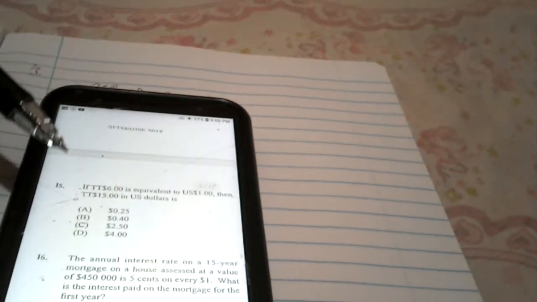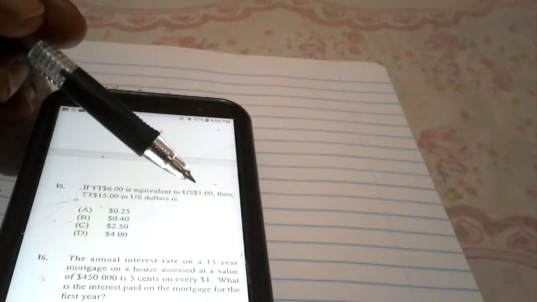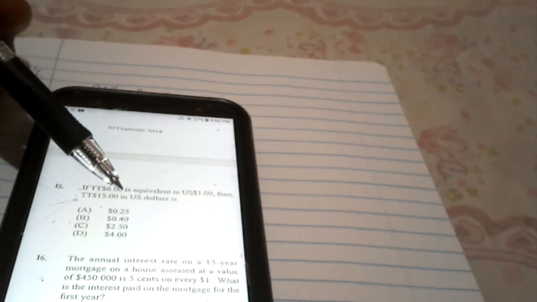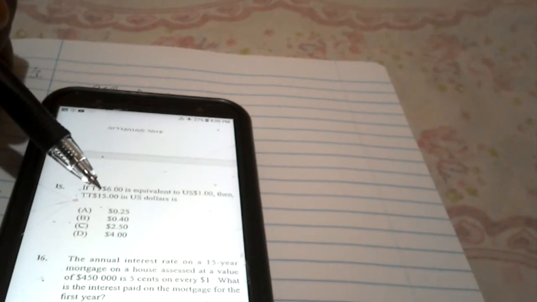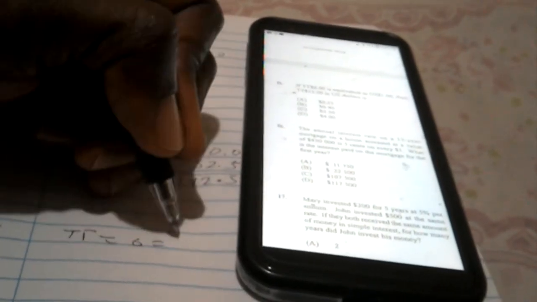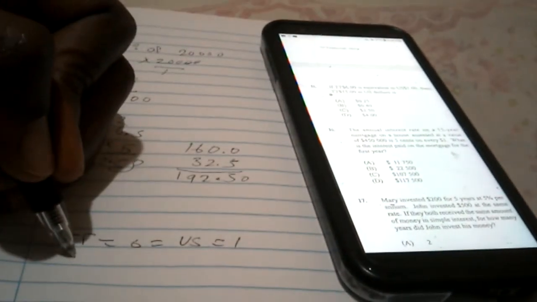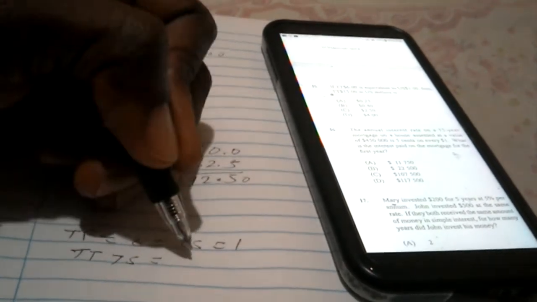Alright, let's look at another question. Number 15 is another consumer arithmetic question. If TT $6 is equivalent to US $1, then TT $15 in US dollars is what? So this is a foreign exchange question, an exchange rate question. So let's work this question out. It says TT $6 is equal to US $1, and you want to find out how much TT $15 would be in US.